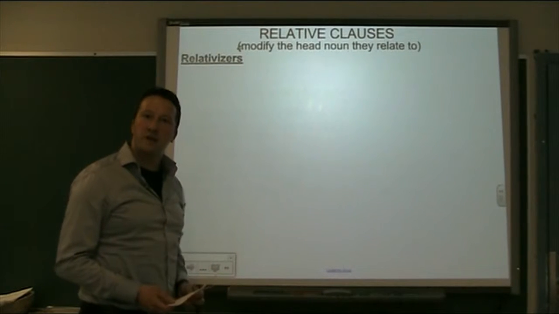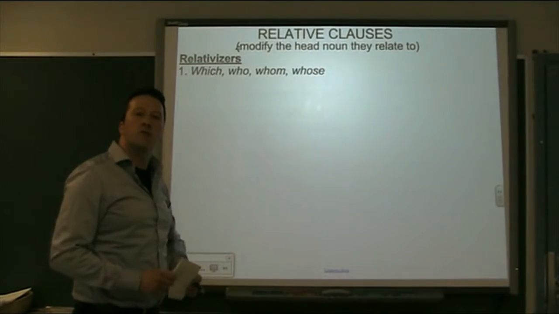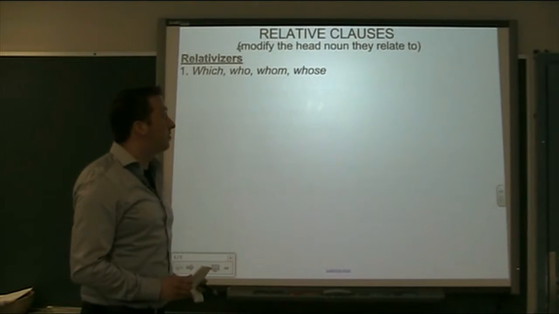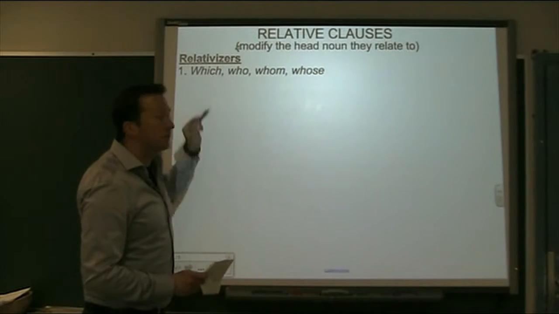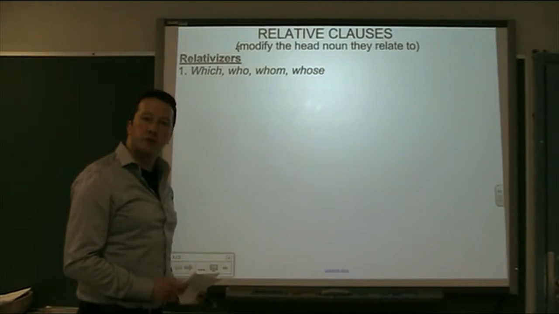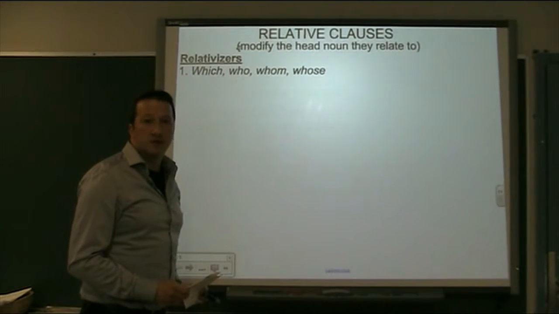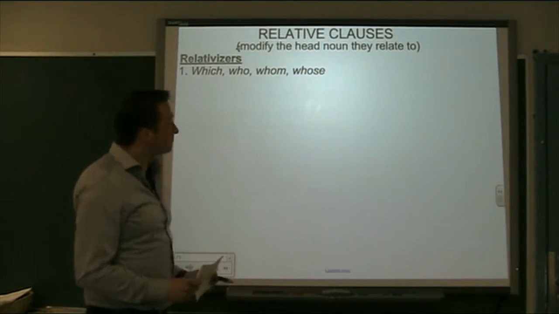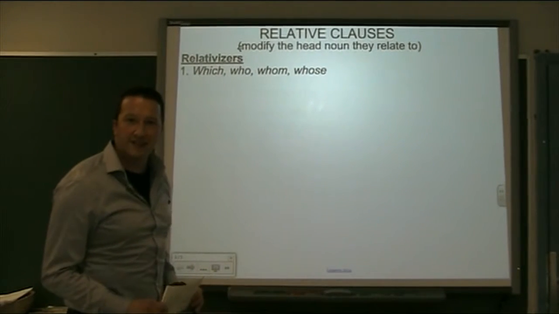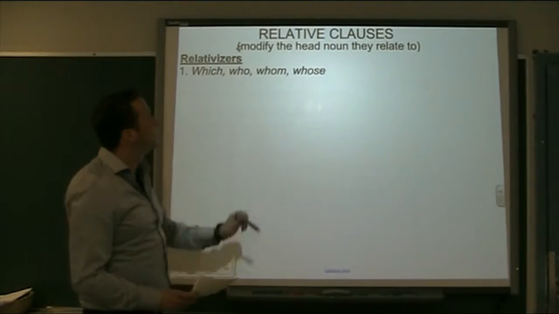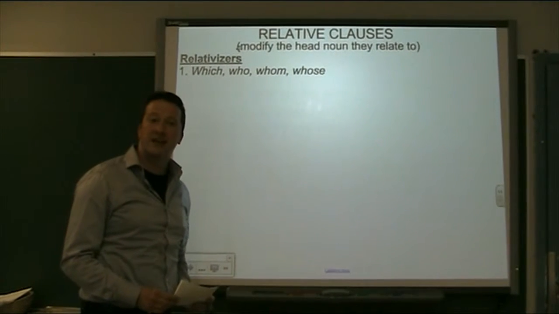And there are three categories to choose from. The first consists of relative pronouns which, who, whom, and whose. These can be used both in restrictive and non-restrictive relative clauses. Later on, I'll tell you about the difference between those. Who, whom, and whose are used with personal heads, that is, human heads. Which and whose with non-personal, non-human heads.